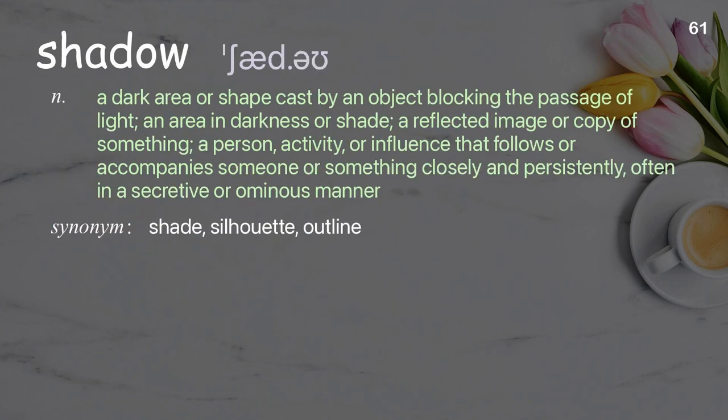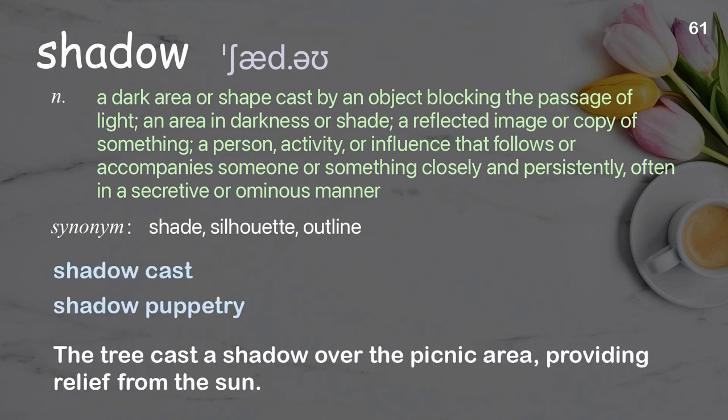Shadow. A dark area or shape cast by an object blocking the passage of light; an area in darkness or shade; a reflected image or copy of something; a person, activity, or influence that follows or accompanies someone or something closely and persistently, often in a secretive or ominous manner. Examples: Shadow cast. Shadow puppetry. The tree cast a shadow over the picnic area, providing relief from the sun.